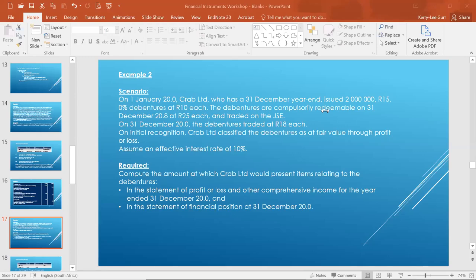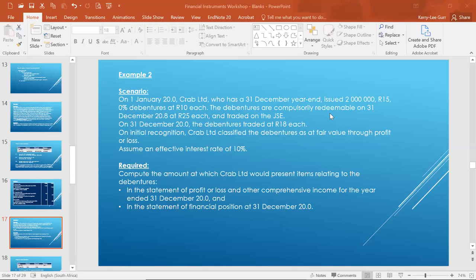Okay, brilliant. It looks like most of you have got the correct answer. Okay, so firstly, debt or equity instrument. We are dealing here with debentures again. So nice, easy one. We have a debt instrument. Okay, debentures being a form of loan, being a debt instrument.